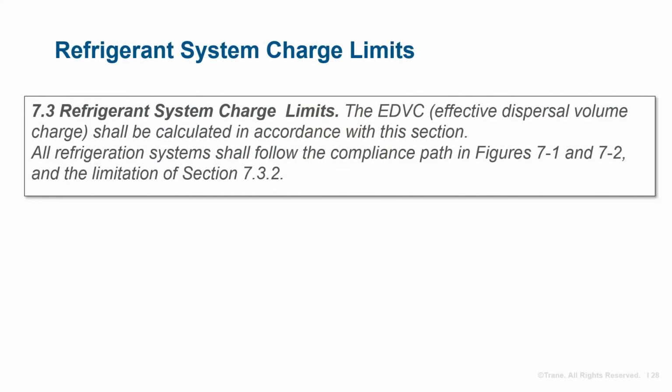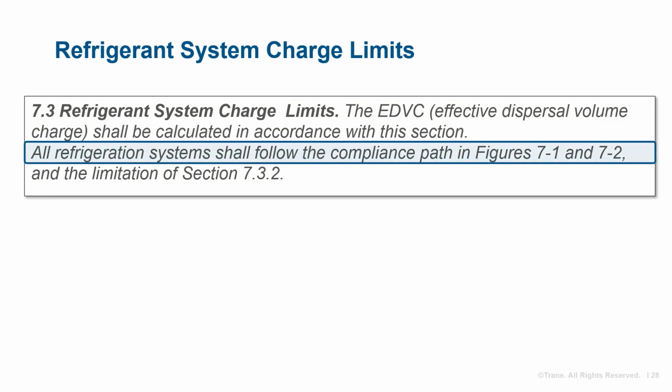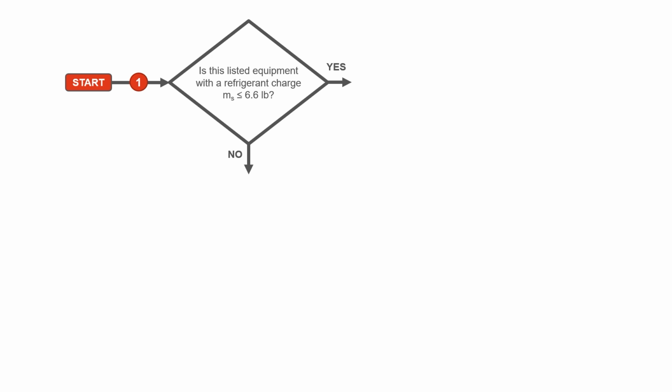Beyond those overriding restrictions, if all or part of a refrigeration system is housed indoors, then Section 7.3 defines the maximum refrigerant charge permitted, using a compliance path depicted by a flow chart published in the standard. Now, we've recreated portions of this flow chart to help explain this compliance path. It starts out by addressing what I think of as the special cases.